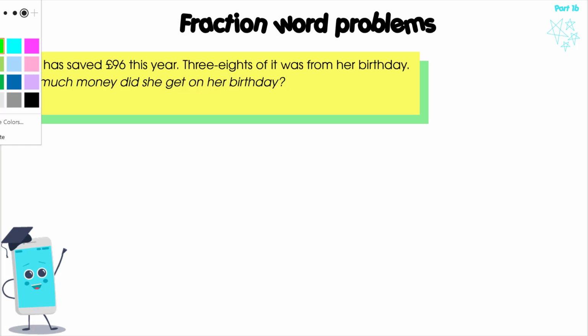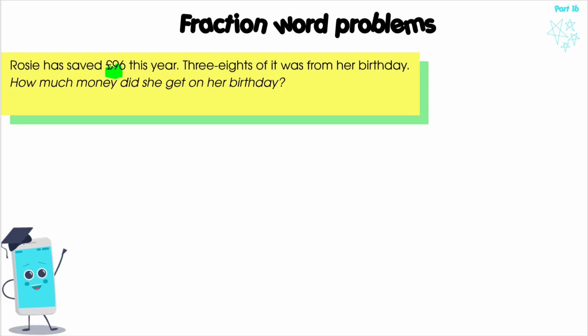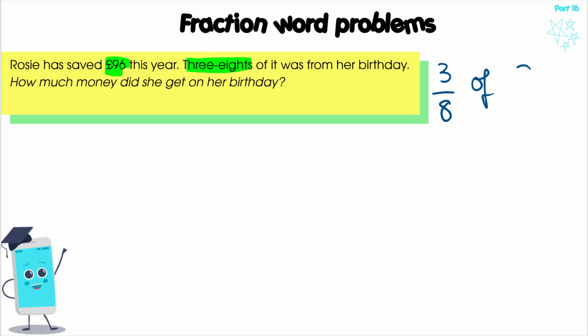Rosie has saved £96 this year. 3/8 of it were from her birthday. How much money did she get on her birthday? So we're looking at 3/8 of 96. So you know the drill now.